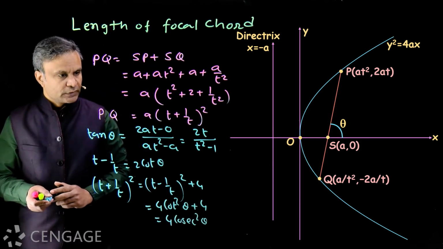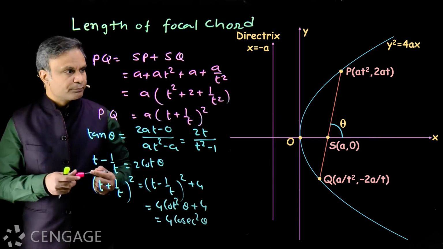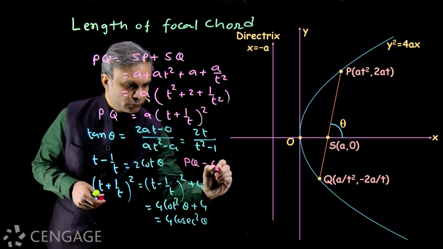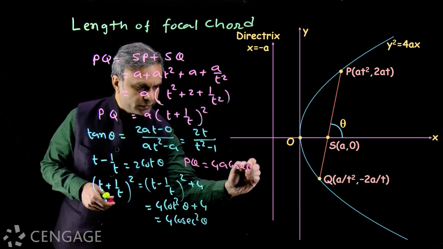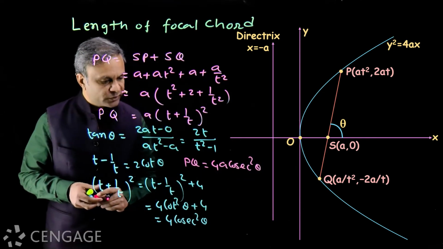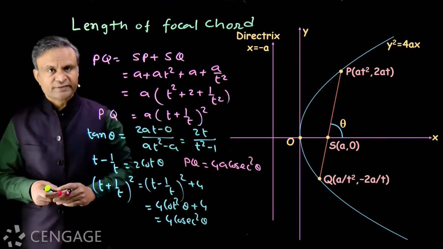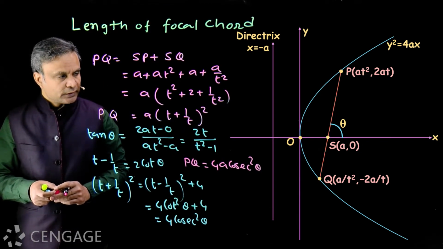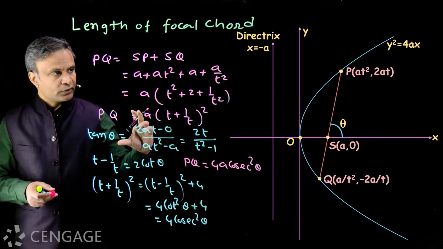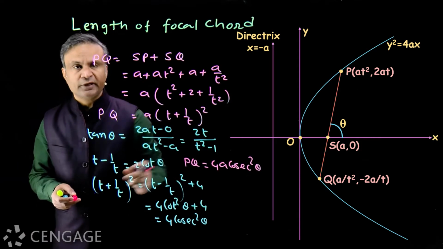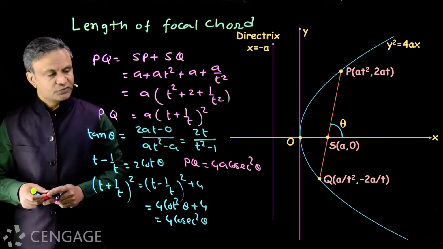Okay. So we have length PQ. Length of focal chord PQ is equal to 4a cosec square theta. We have length of focal chord PQ in the form of inclination of chord with the positive x-axis. अगर हमें फोकल कॉर्ड PQ का एंगल गिवन है x एक्सिस के साथ, तो हम उसका लेंथ निकाल सकते हैं इस फॉर्मूला को यूज करके, 4a cosec square theta.